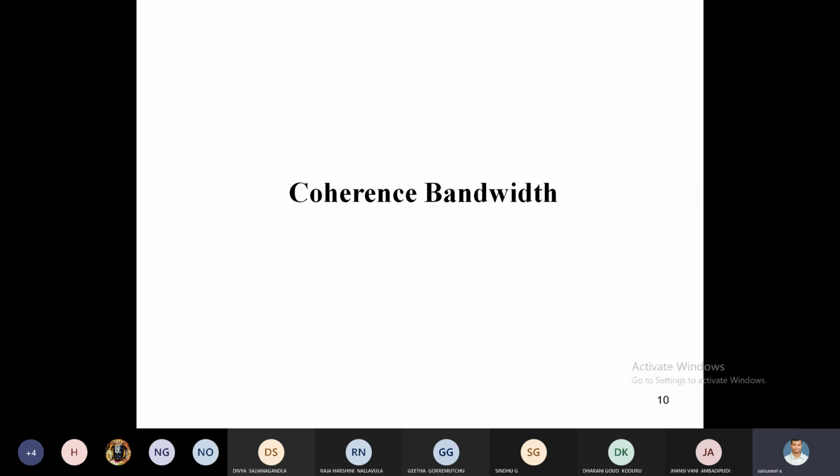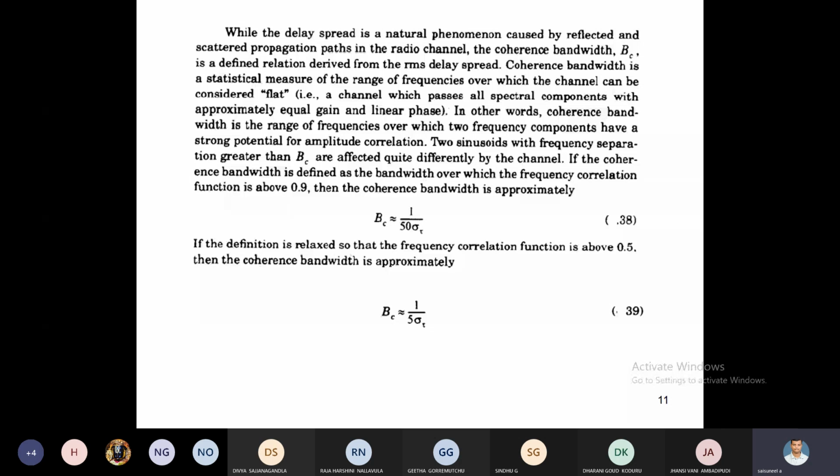Here the representation of coherence bandwidth is BC. Coherence bandwidth is BC. Here, this coherence bandwidth depends upon the RMS delay spread. RMS delay spread, that is sigma tau. Now we are going for the exact definition of the coherence bandwidth. Coherence bandwidth is a statistical range of frequencies over which the channel can be considered to be flat.